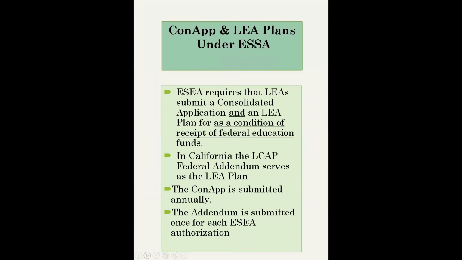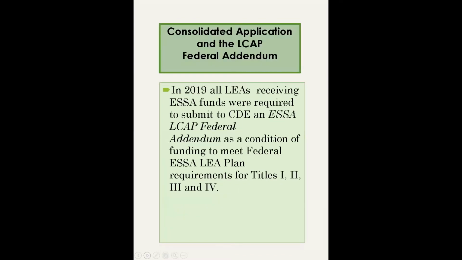And what I mean by an authorization, essentially when a program, Congress reauthorizes, they give it a new name. So when we moved from No Child Left Behind to the Every Student Succeeds Act, that was a reauthorization. So you were required to submit an LEA plan. If you were part of developing that plan, you need to become familiar with it and know what needs to be updated, because it's another thing that triggers your funding for your federal programs. So let's take a look on the next slide, what we're talking about. What is a local education agency plan? In California, that's what we call the LCAP federal addendum.